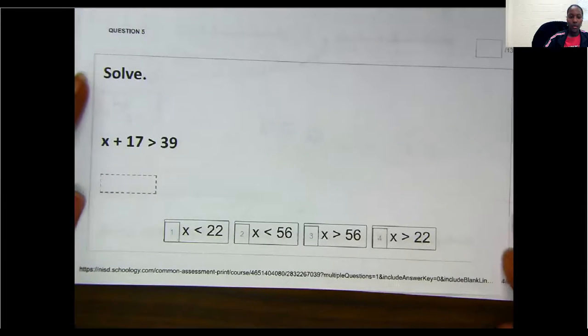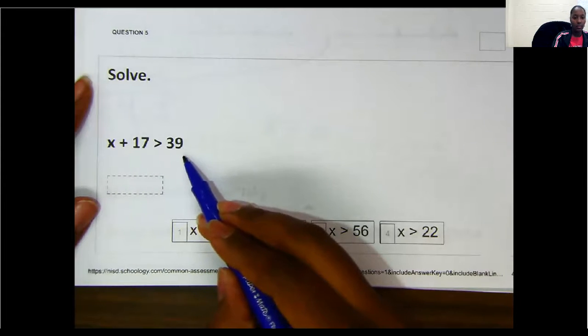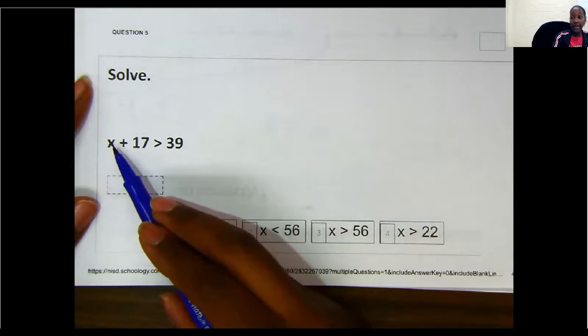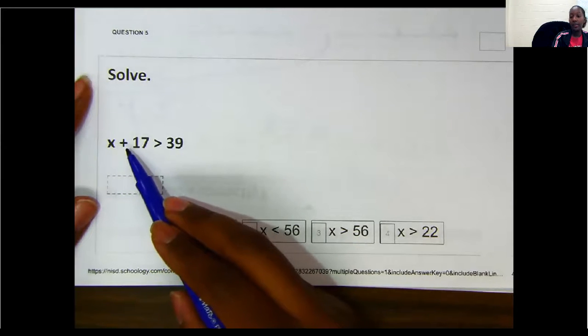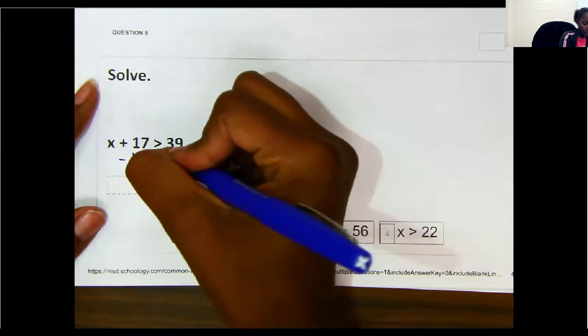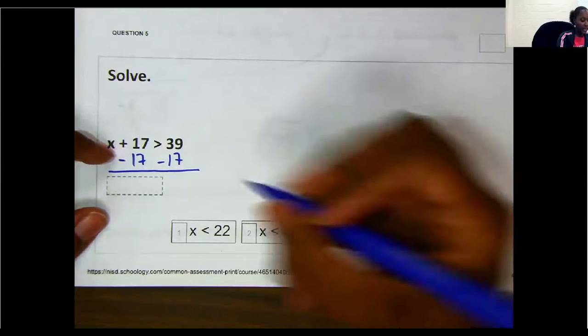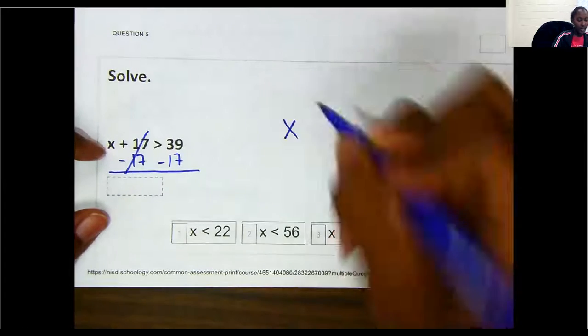All right. Solve. X plus 17 is greater than 39. Again, I need X by itself. So I need to get rid of this positive 17 by doing the opposite. The opposite of a positive 17? Negative 17. Subtract. A positive 17 and a negative 17 will cancel, and I'm left with the X.